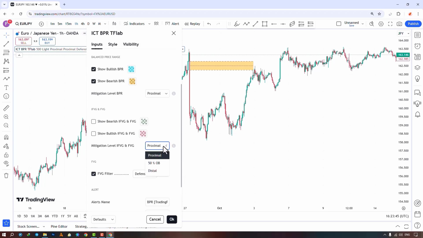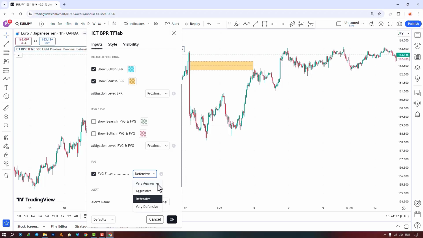Then, there's the FVG filter with 4 modes: very aggressive, aggressive, defensive, and very defensive, starting with very aggressive. The mitigation level is 50% of the range. Select distal. For bullish FVGs, very aggressive needs the last candle's max price to exceed the middle candle's. For bearish FVGs, the last candle's min price must be less than the middle candle's.